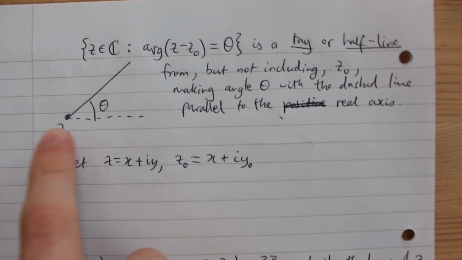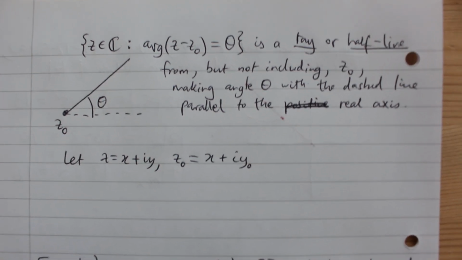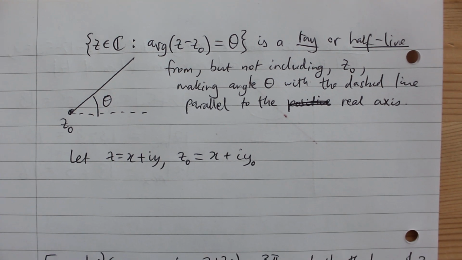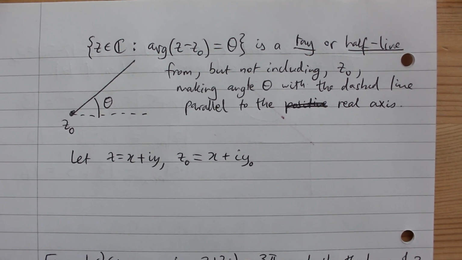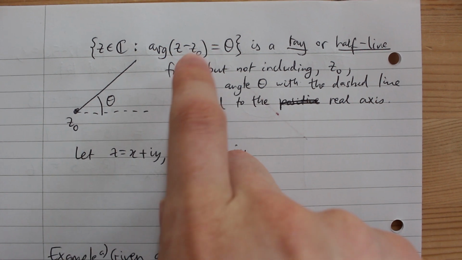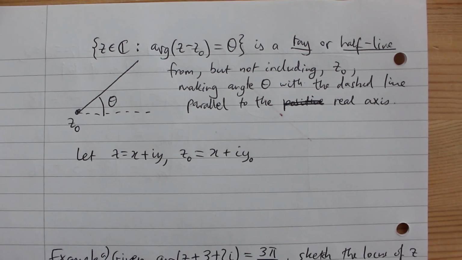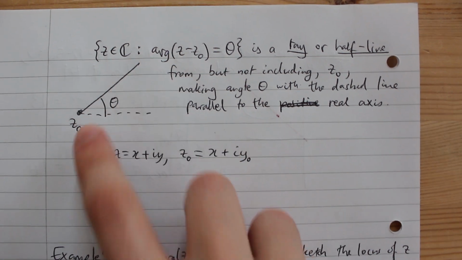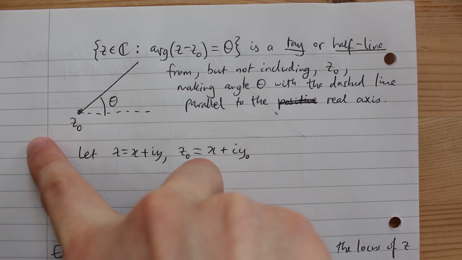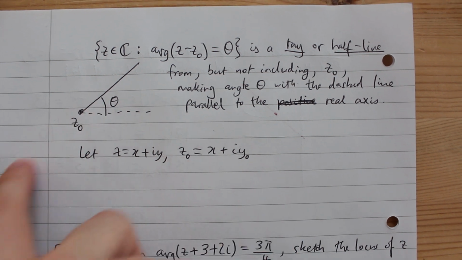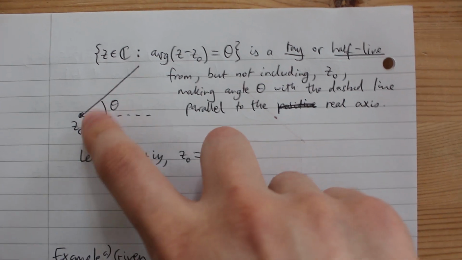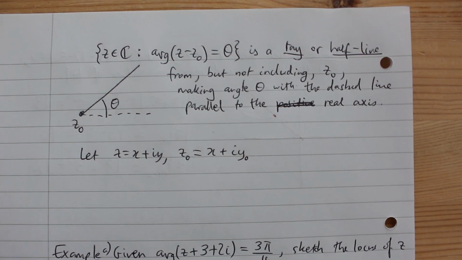The reason we're not including z0 is that the argument of 0 is not defined. It wouldn't make sense to say the argument of 0 is theta if we include z0. So it's just all of the points on this half line. It's a half line because it doesn't include the line extended in the other direction, just extending in this direction, and it's all of the points on this line.